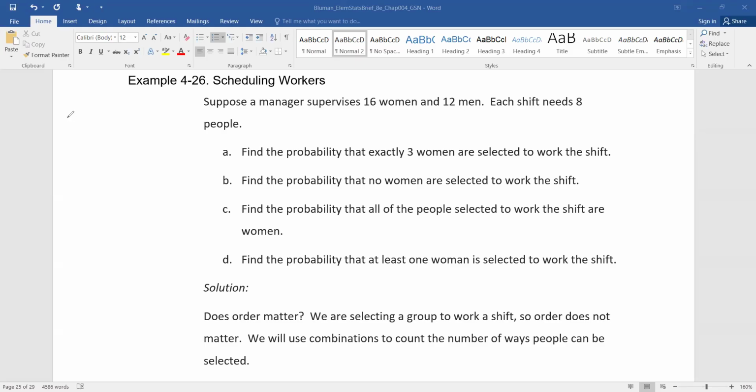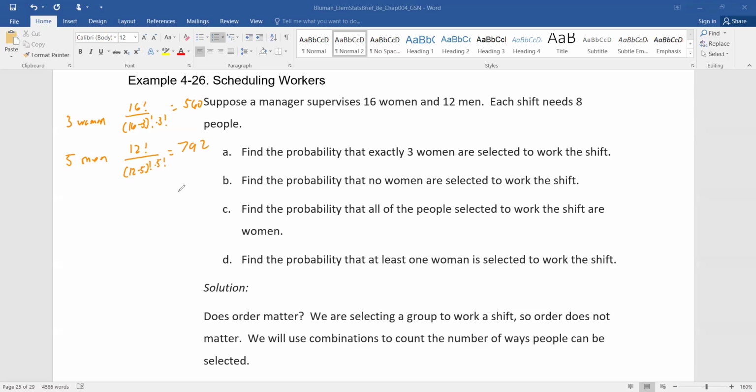So again, this would be for 3 women: 16 women in total over 16 minus 3 factorial times 3 factorial. And again, that comes out as 560. For exactly 5 men, that would be 12 men out of 12 minus 5 factorial times 5 factorial, and that gives me about 792.